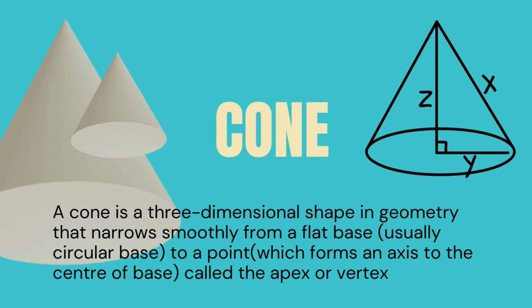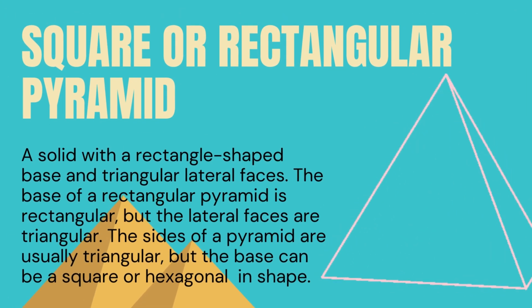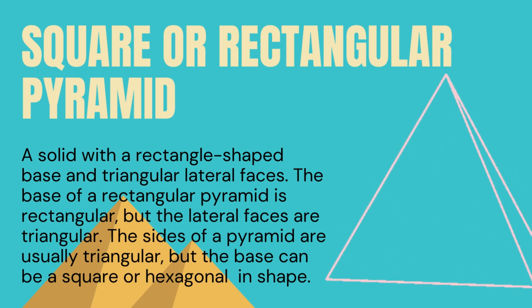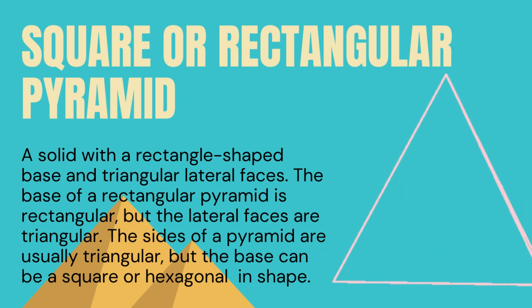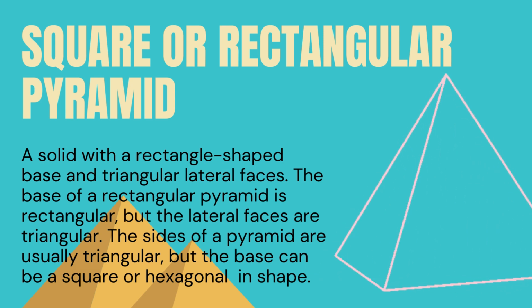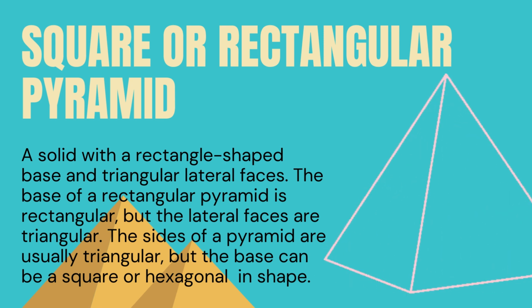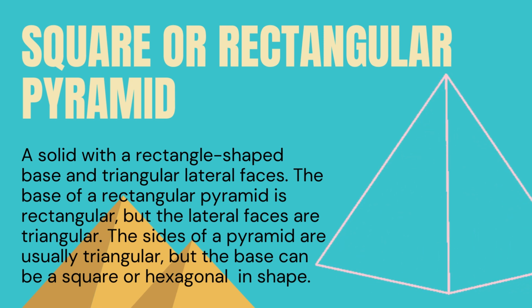A cone is a three-dimensional shape in geometry that narrows smoothly from a flat base, usually a circular base, to a point which forms an axis to the center of the base, called the apex or vertex. Square or rectangular pyramid: a solid with a rectangular shaped base and triangular lateral faces. The base of a rectangular pyramid is rectangular, but the lateral faces are triangular. The sides of a pyramid are usually triangular, but the base can be square or hexagonal in shape.